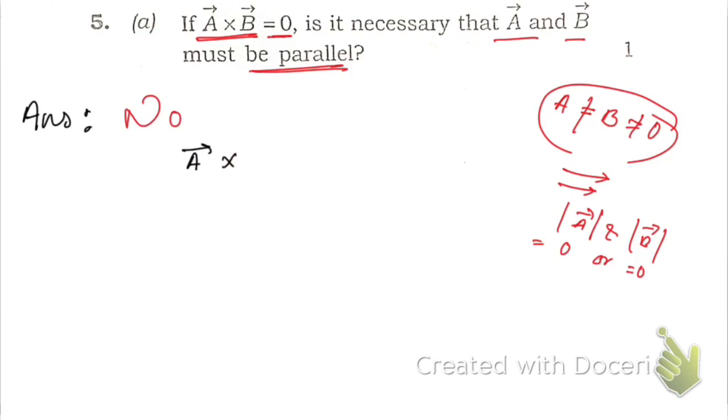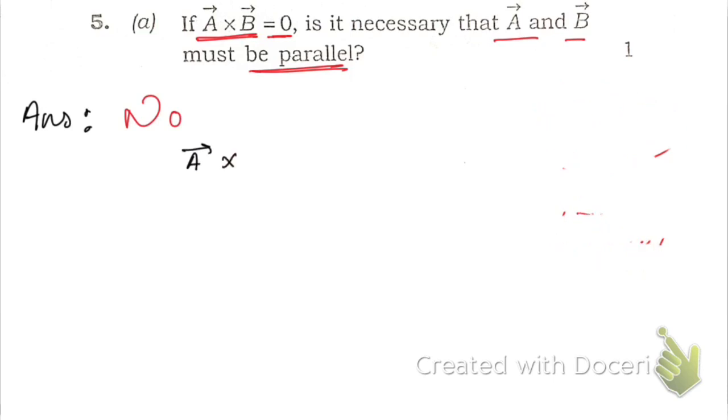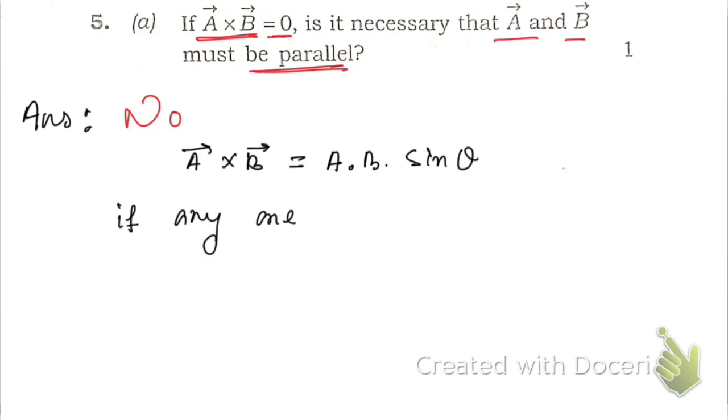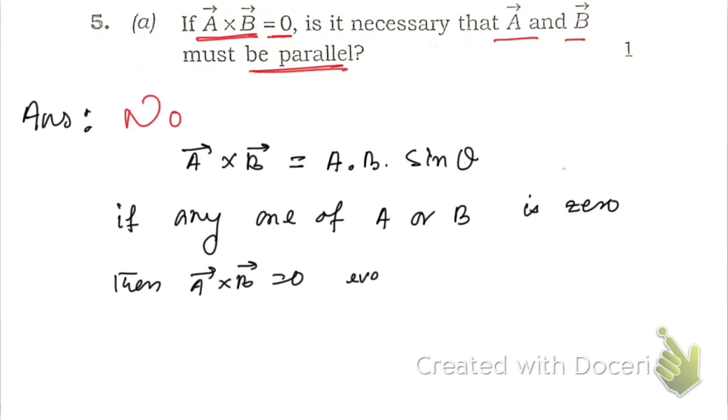Let me show you here, just clean this part. This is a dot b sine theta, right? A cross b. If any one of a and b is 0, then a cross b will be equal to 0 even if theta is not equal to 0 degree. That means a and b are not parallel, right? So that is your answer. So let's move on to the next question.